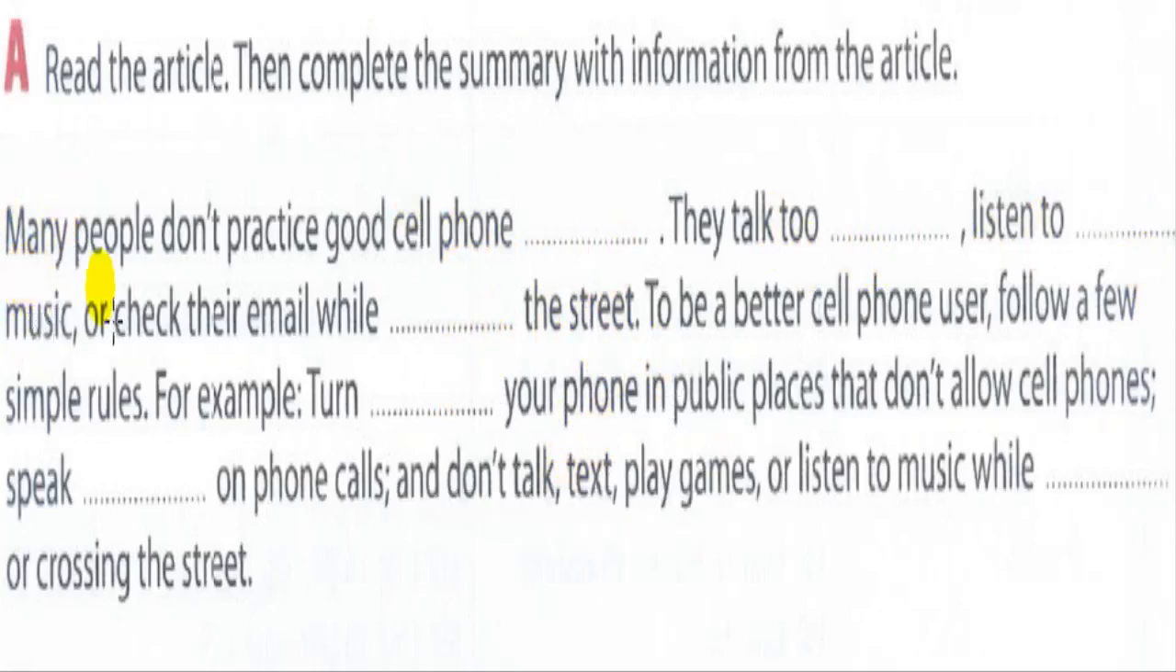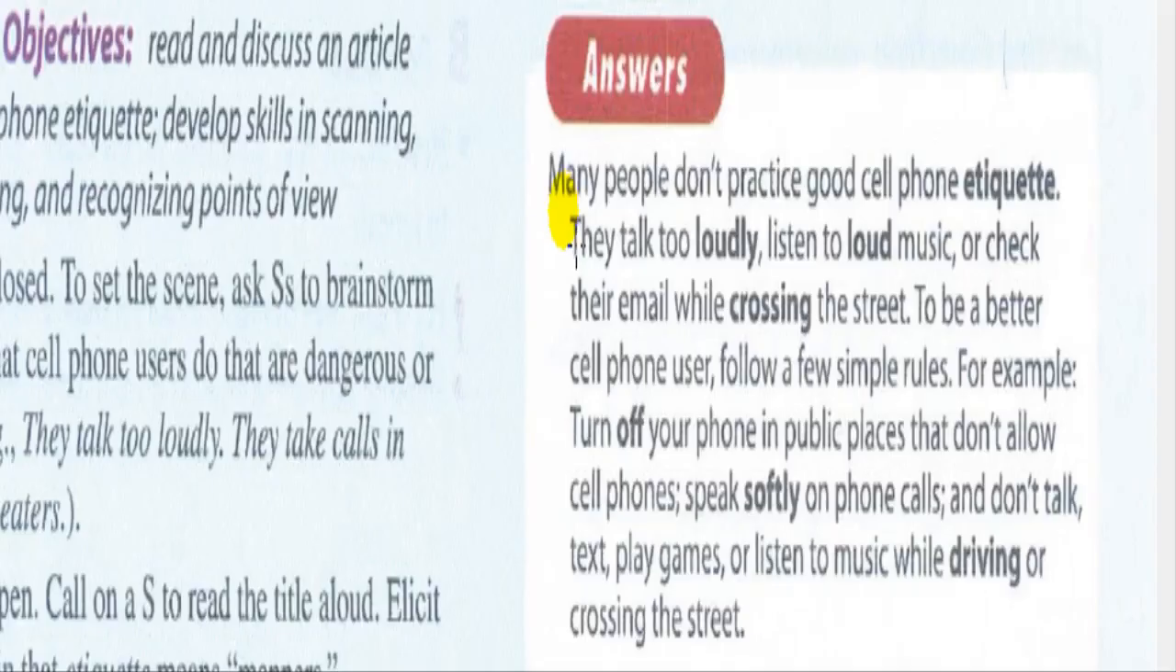Many people don't practice good cell phone blank. They talk too blank, listen to blank music or check their email while blank the street. To be a better cell phone user, follow a few simple rules. For example, turn blank your phone in public places that don't allow cell phones. Speak blank on phone calls and don't talk, text, play games or listen to music while blank or crossing the street. So here we have different blanks. Now let's answer this. Answers.